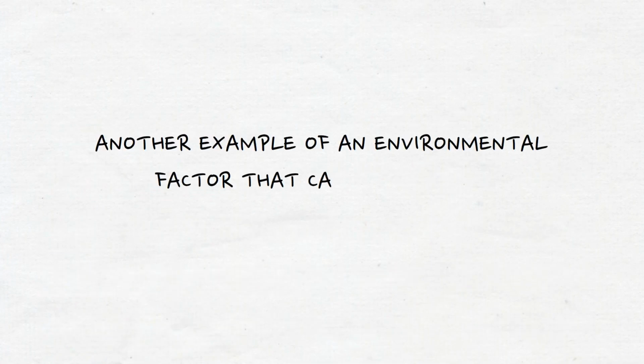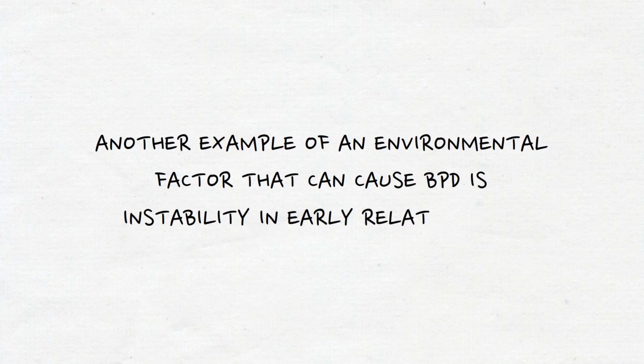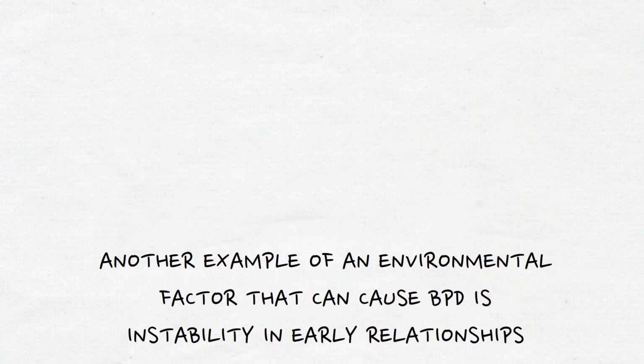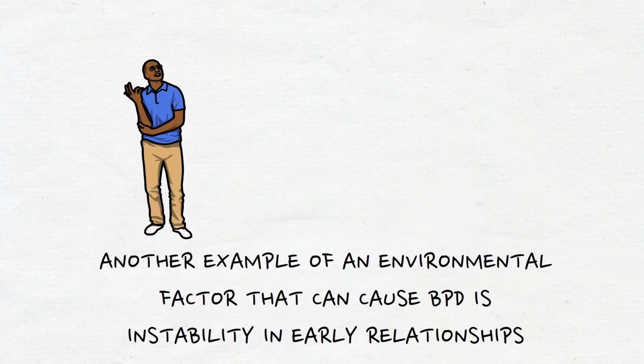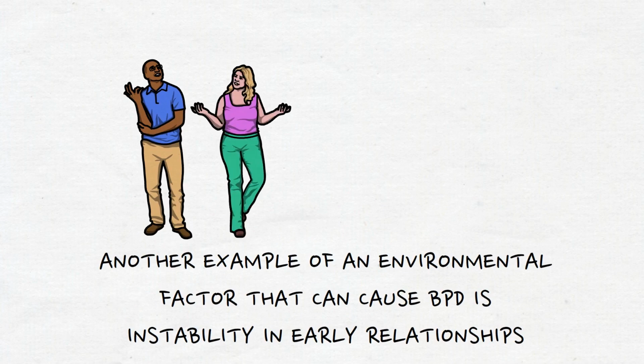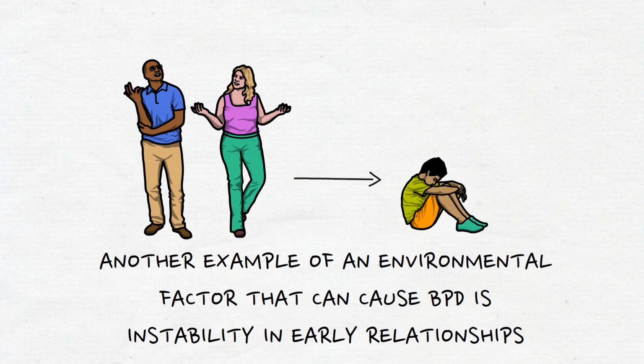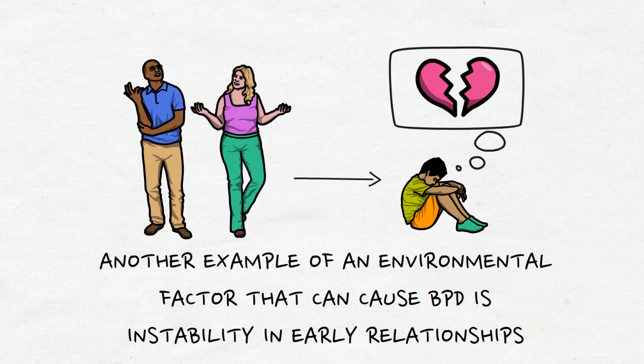Another example of an environmental factor that can cause BPD is instability in early relationships. A person who grows up with parents who have a shaky relationship can develop a sense of insecurity and instability in their relationships as they grow older. This instability can manifest itself in the form of intense and unstable emotions.